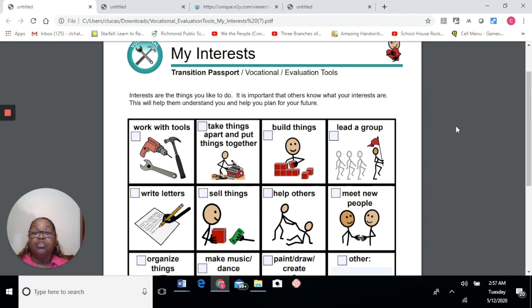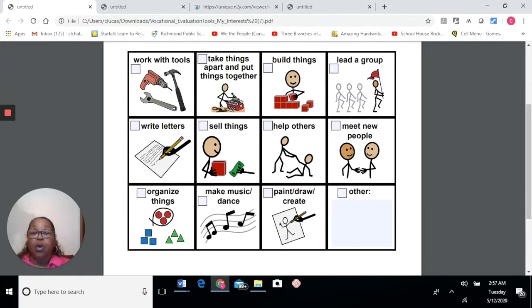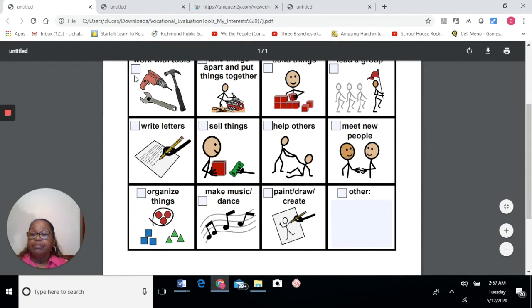Interests are things you like to do. It is important that others know what your interests are. This will help them understand you and help you plan for your future. You really do need to know, what are you interested in. This is something to think about to help get you motivated. So, do you like working with tools? If you like working with tools in this graphic organizer, all you do is check a box.